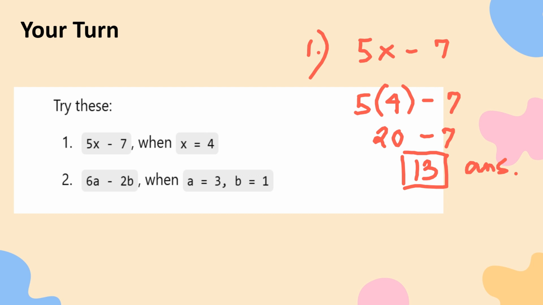13. Yes, that is the value of our expression 5x minus 7. All right. 13 is the value of the expression 5x minus 7. How about for number 2? We're done with number 1.